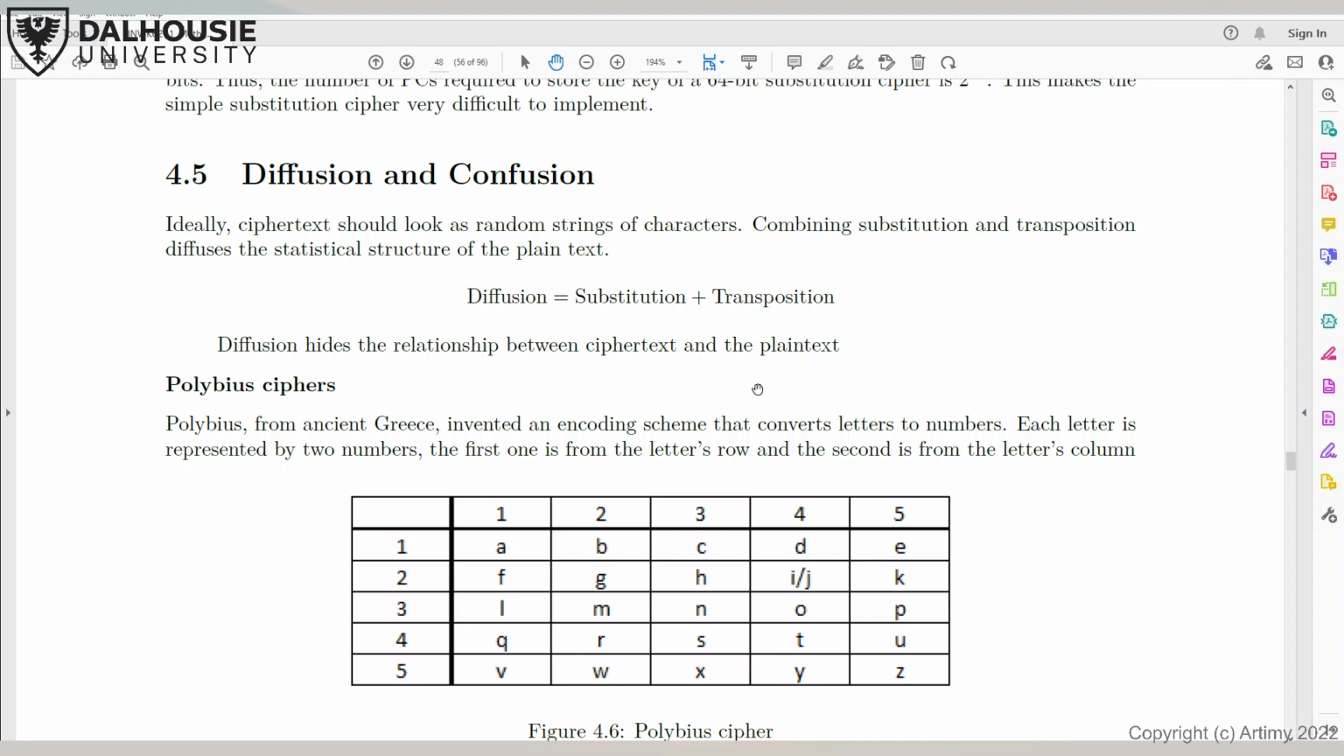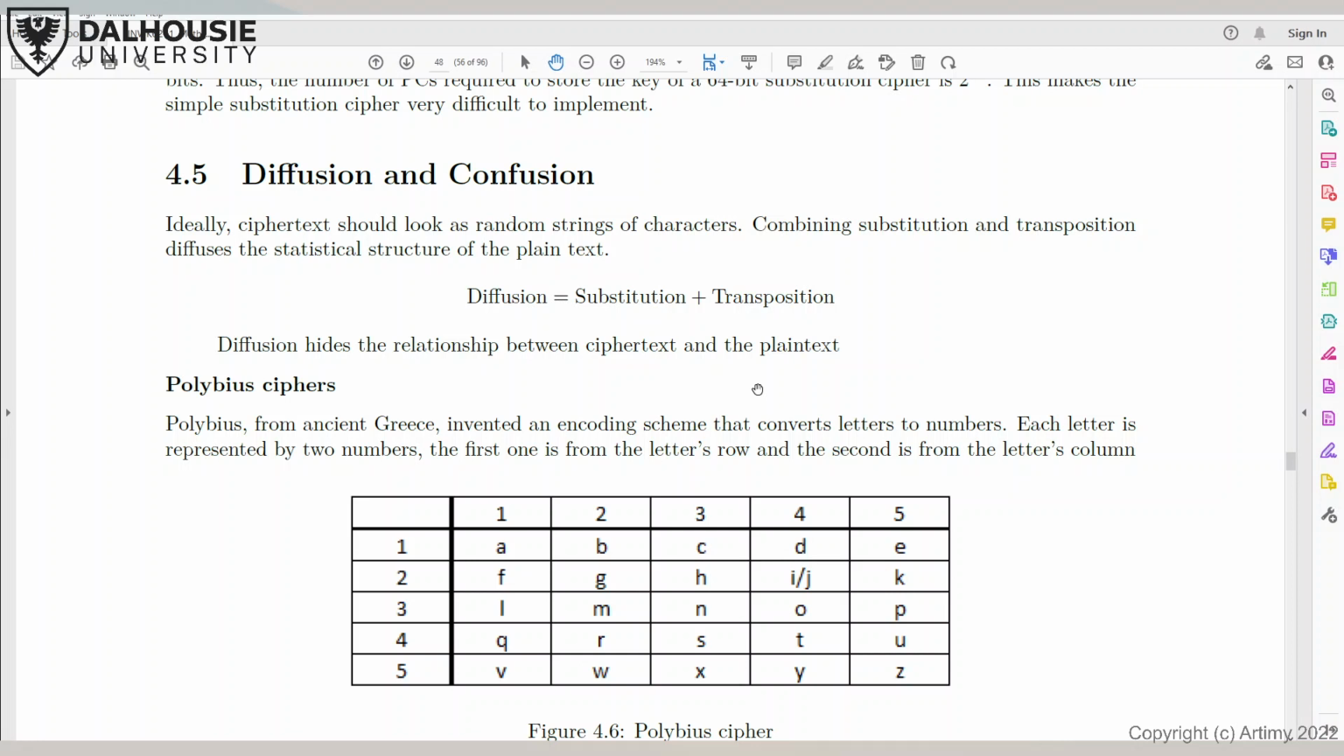The purpose of the diffusion is to hide this relationship. So if somebody looks at the ciphertext, they won't figure out a direct relationship to the plain text. We achieve that by doing substitution and transposition, right? So the techniques that we talked about earlier, we use them so that we hide the relationship between the ciphertext and the plain text.